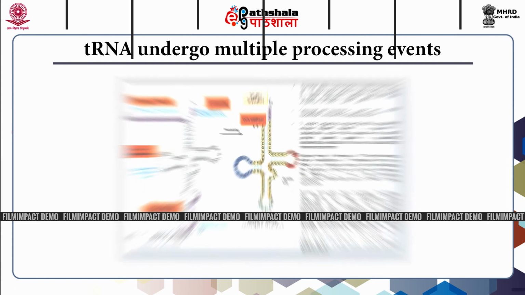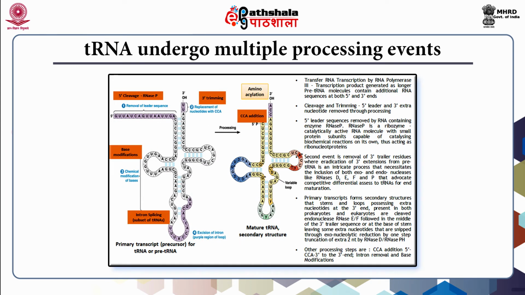The steps that are broadly involved in transfer RNA processing are briefly delineated, beginning with transfer RNA transcription by RNA polymerase. The transcription product, the pre-tRNA molecule, contains additional RNA sequences at both the 5' and 3' ends. These additional sequences are removed from the transcript during processing. The additional nucleotides at the 5' end are removed by an unusual RNA-containing enzyme called ribonuclease P, abbreviated as RNase P.